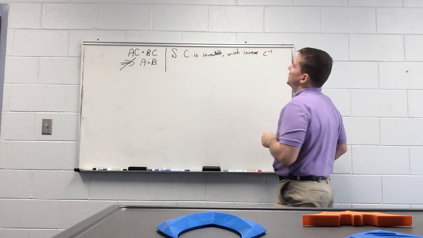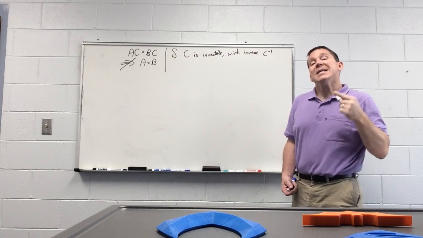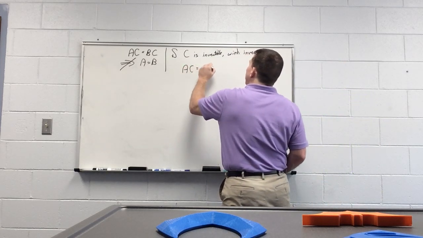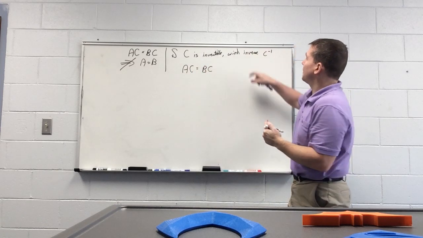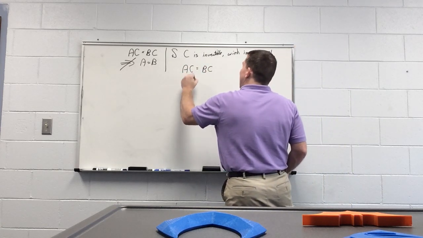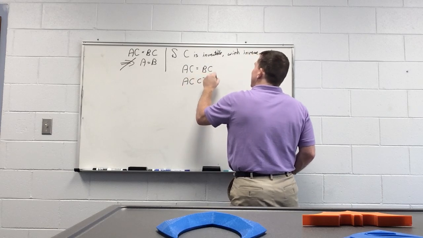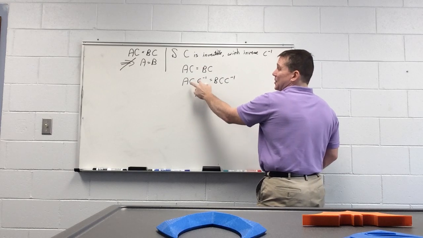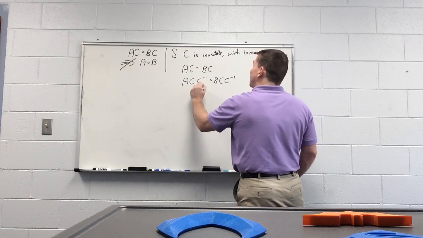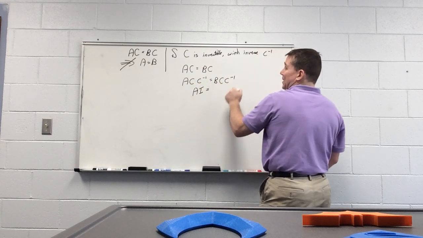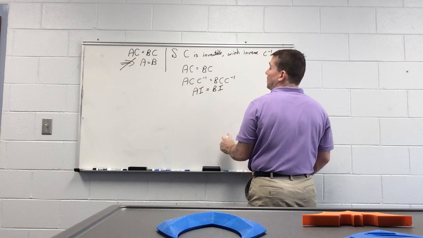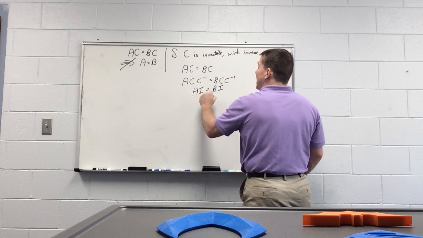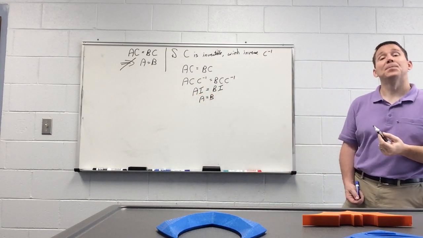With inverse, we'll just say C inverse here. Now look at the cancellation law again. AC equals BC. Now multiply by the inverse on the right. AC C inverse is equal to BC C inverse. C times C inverse is the identity. So I get AI equals BI. Multiplication by the identity doesn't change anything. And I get A equals B.